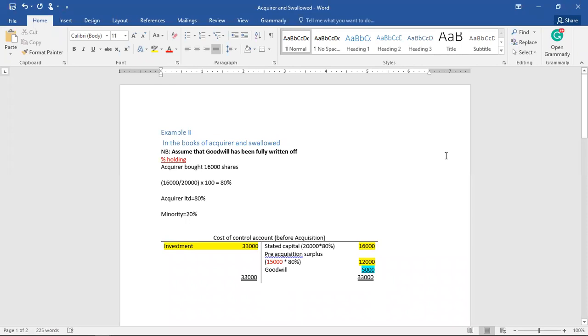Okay. Now, you were given some assignments and you are supposed to do it and submit. And a lot of people have asked questions in connection with that. The question on acquirer and swallowed.